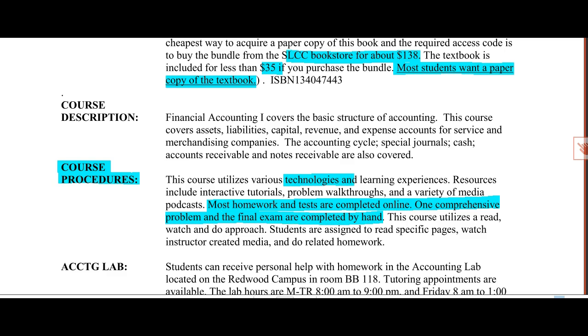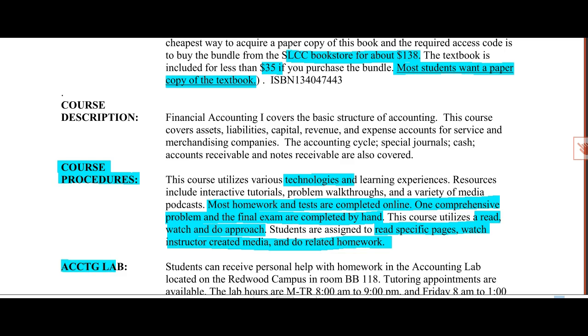My course utilizes a read, watch, and do approach that you'll see when you look at the review of the course schedule. You'll be assigned to read a few specific pages and then watch some media that I created for you, and then you'll do related homework for that. The read, watch, and do report. You'll see that come to life more when we look at the course schedule.